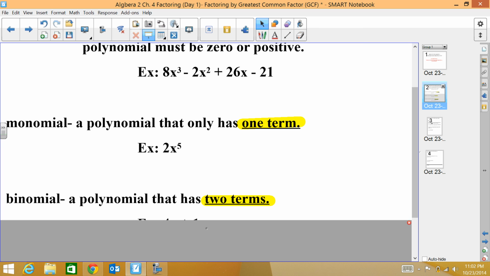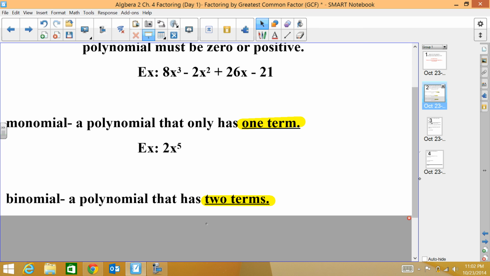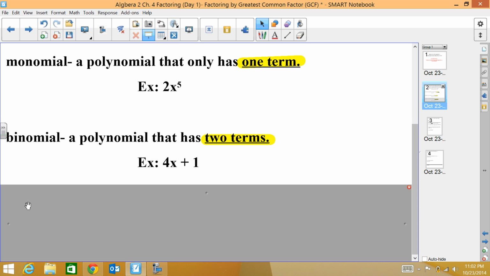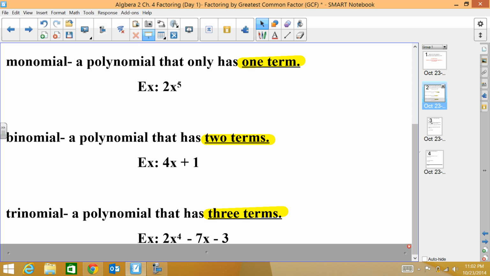A binomial then would have 2 terms. So for x plus 1, you have a plus sign here separating the 2 terms. So this would have 2 terms and be considered a binomial. A trinomial is a polynomial that has 3 terms. So we see here the subtraction symbols separate the parts, so there are 1, 2, 3 terms, which would make it a trinomial.